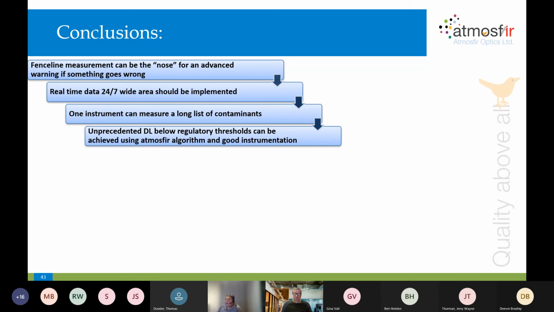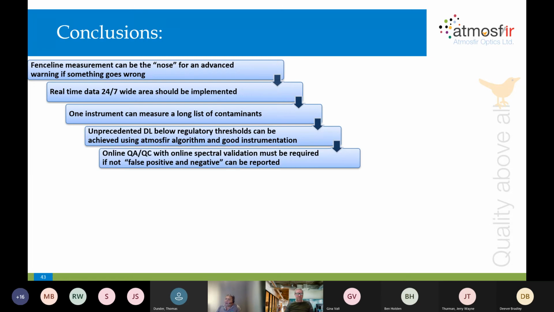We got the ability for unprecedented detection limit below any regulatory threshold, and that can be achieved using Atmosfir algorithm, but we also need a good instrumentation. So if you got good instrumentation, it could be Bruker or other manufacturer that got stable instrument, then we can drive the detection limit very low. Those instruments are not analyzers. You have to do a lot of quality assurance and especially spectral validation.